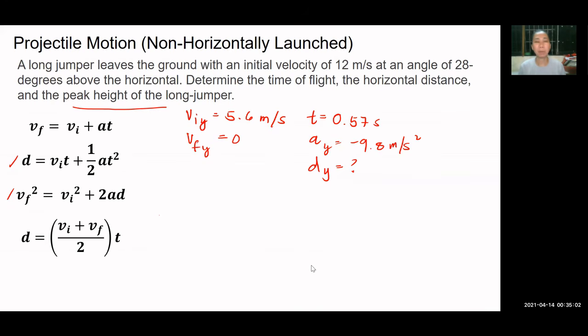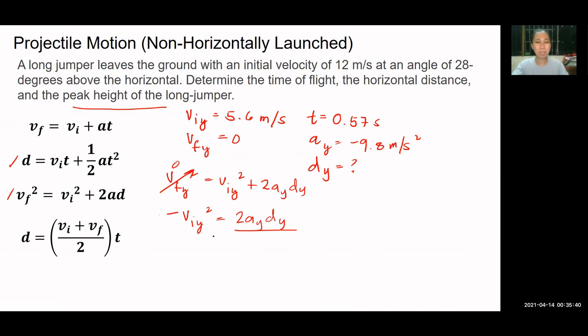Okay, so this time naman, gagamitin ko naman yung third equation para ma-solve natin yung ating distance. Okay, so kung gagamitin natin yung third equation, that is VFY squared is equal to VIY squared plus 2AYDY. Okay, so since alam natin na yung VFY natin is equal to 0, so makakancel lang to. So transpose natin tong VIY sa left side ng equation. So magiging negative VIY squared is equal to 2AYDY.